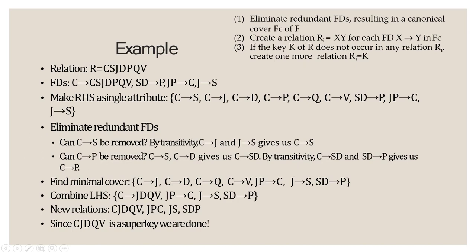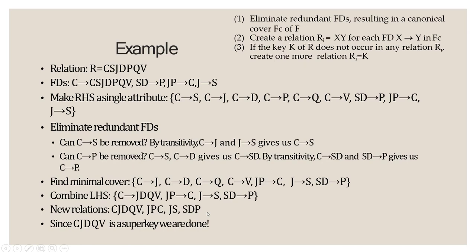The rest are fine, so we are left with C determines J, C determines D, C determines Q, V, and then we have these. Okay, are we able to combine some of the right-hand side? So we have C here, C, C, C. So these four can be combined back into C determines J, D, Q, V. And then we have these three. So these are our four relations.